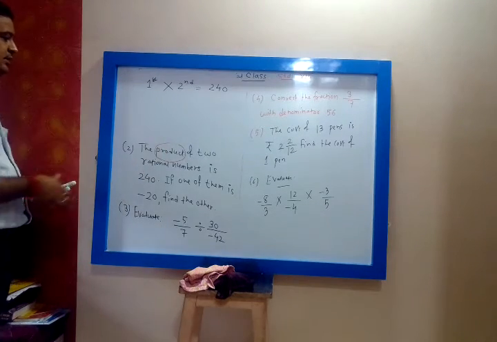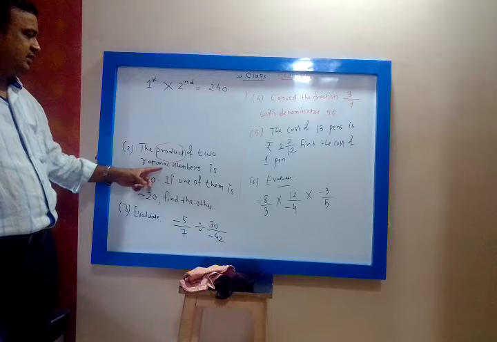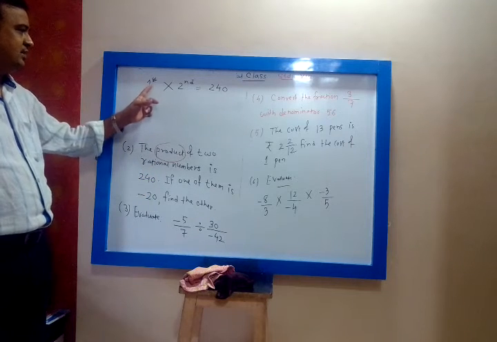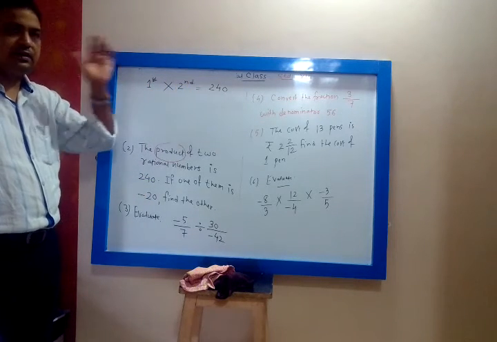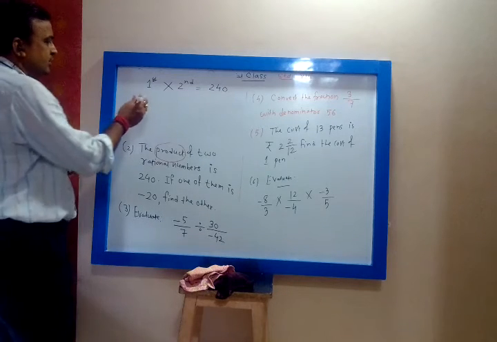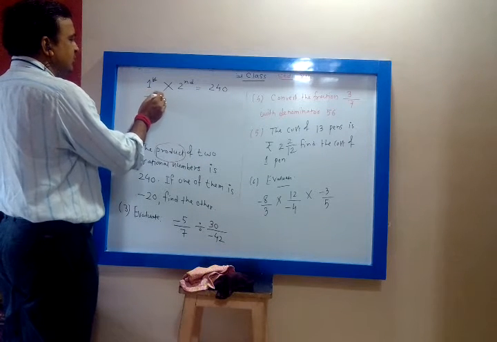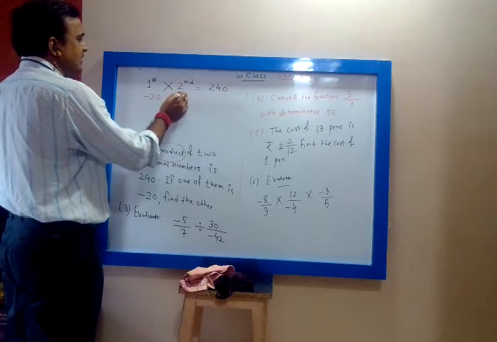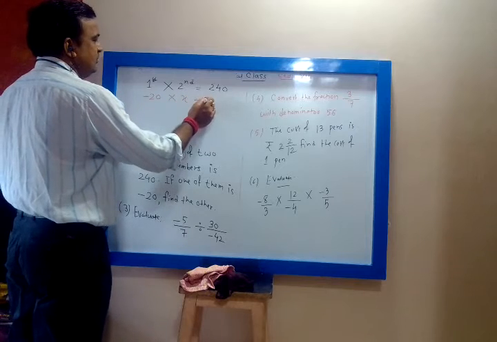Product means multiplication. Okay. So the product of two rational numbers is 240. So first rational number into second rational number is 240. One of them is minus 20. So first rational number is minus 20. What is the other? Other we consider x is 240.